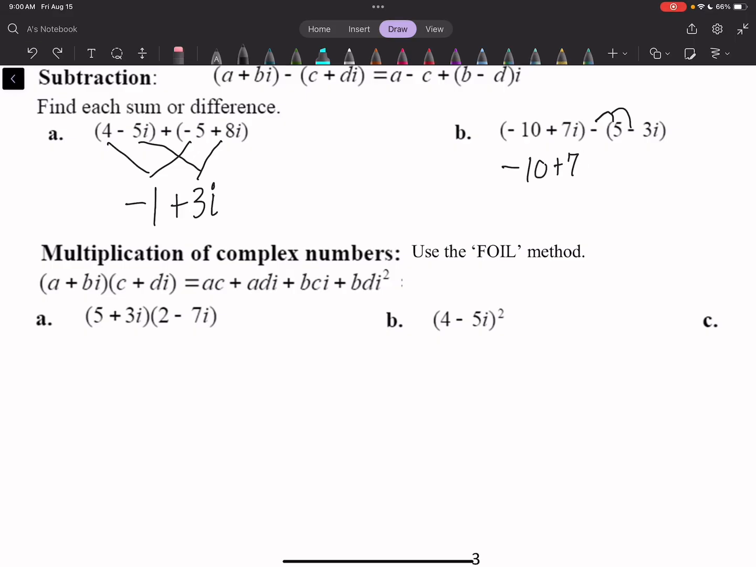I can take another 30 seconds to solve this real quick. Minus 5 plus 3i. This is negative 15 plus 10i. Finished.